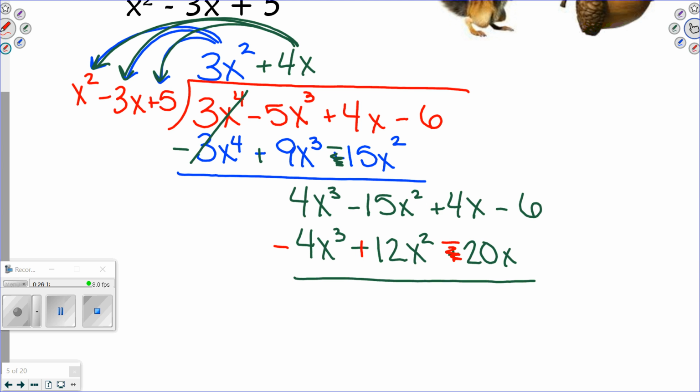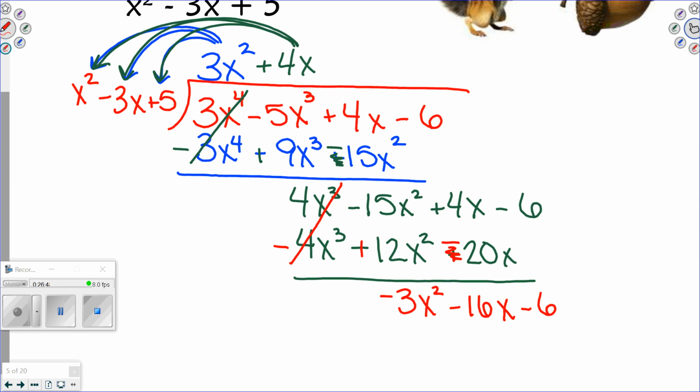All right, put your like terms together. 4x cubed minus 4x cubed. Negative 15x squared plus 12x squared. Negative 3x squared. 4x minus 20x. Negative 16x. And minus 6. And we start again. Keep going as far as you can.